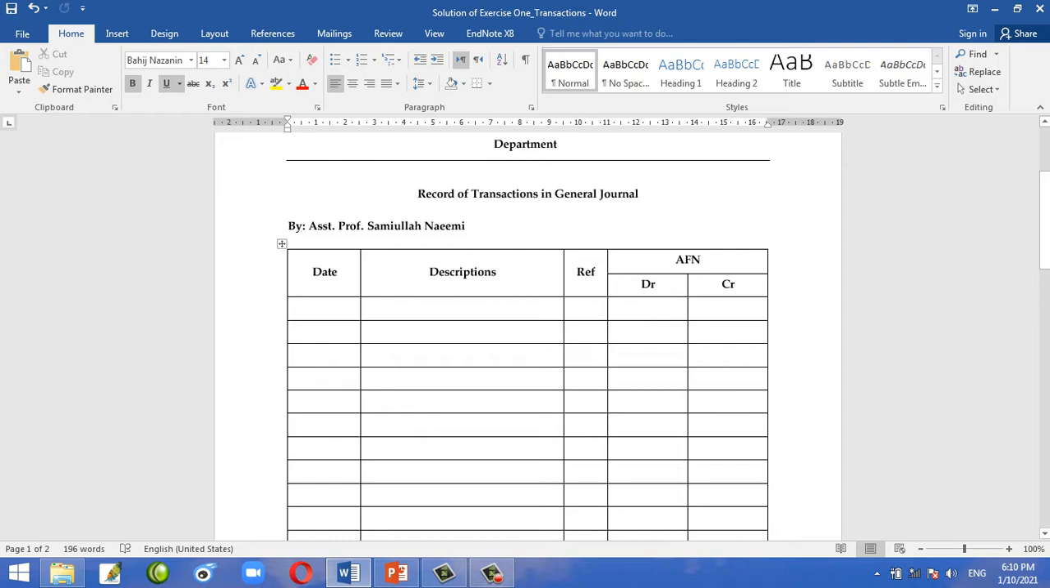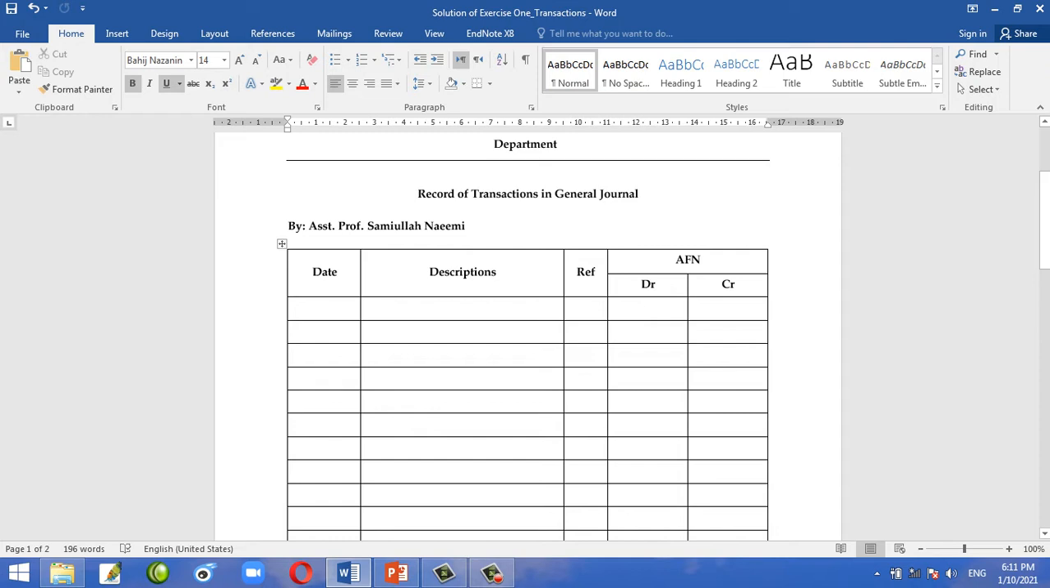The second column, which is the most significant, is where we record the illustration or explanation of the transactions. The next one is the reference column, which we explained in the previous lectures, and we will also explain it in the next lecture when we post transactions from the journal into the ledger. Debit and credit are the 2 columns that also exist in the general journal. We record the amount of the items here.